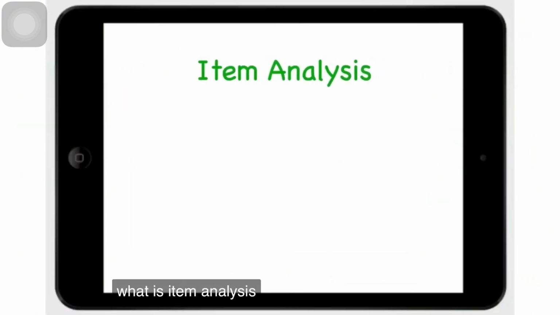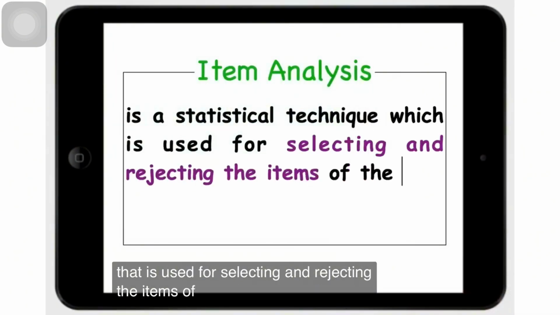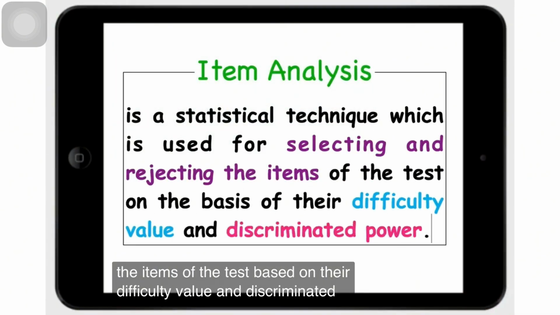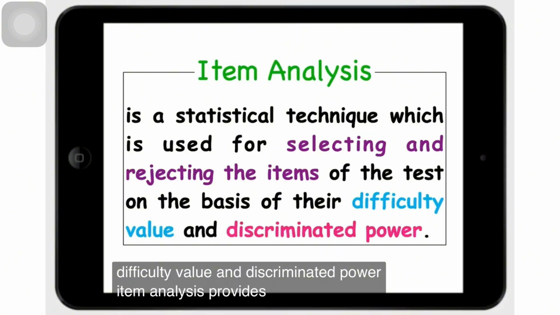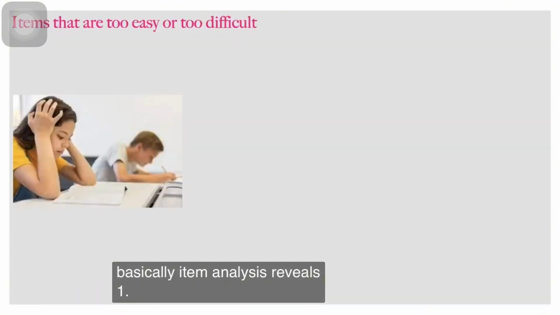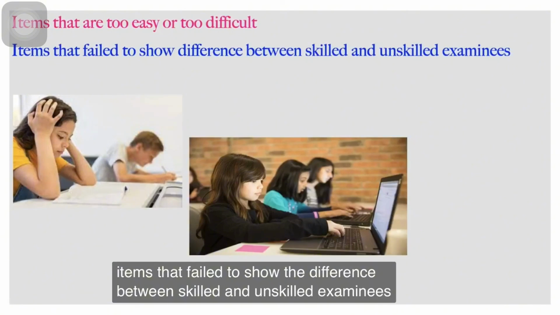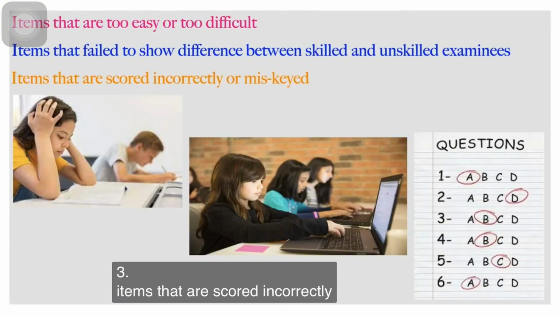What is item analysis? Item analysis is a statistical technique that is used for selecting and rejecting the items of the test based on their difficulty value and discriminating power. Item analysis provides evidence that a test measures what it is supposed to measure and produces consistent results. Reviewing item quality helps ensure that educators obtain the best possible information to make instructional decisions. Basically, item analysis reveals: 1. Items that are too easy or too difficult. 2. Items that fail to show the difference between skilled and unskilled examinees. 3. Items that are scored incorrectly.